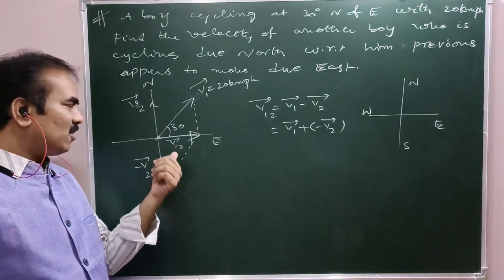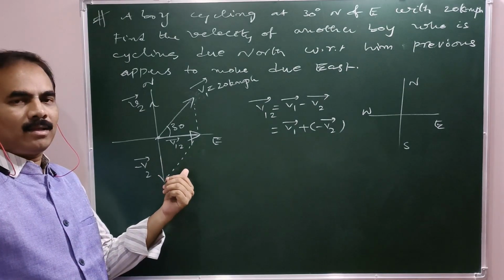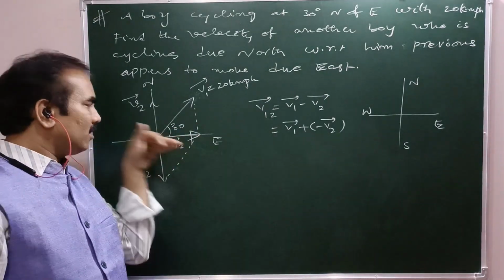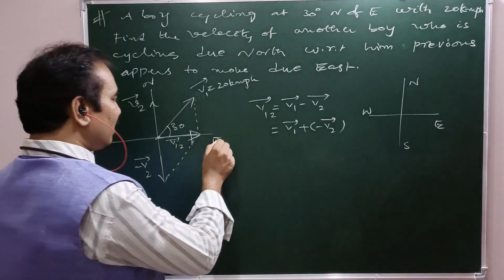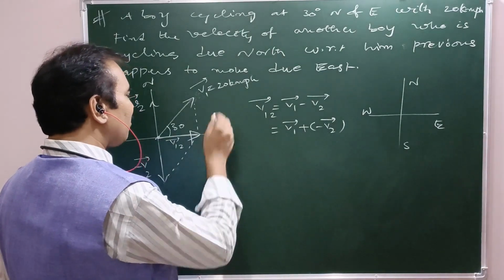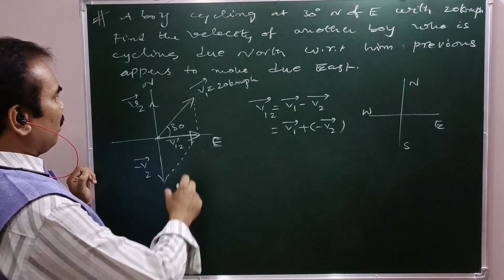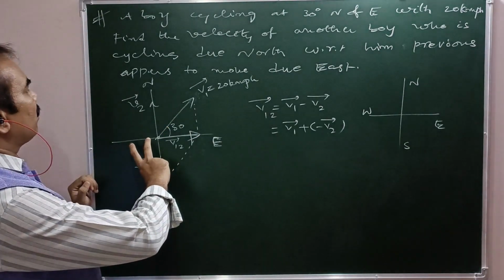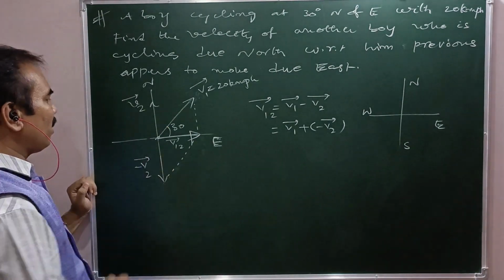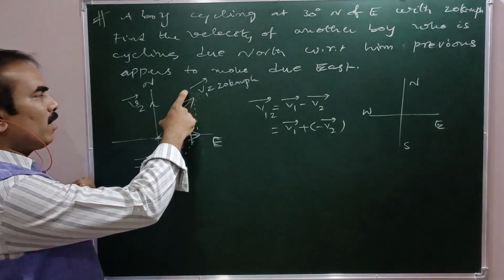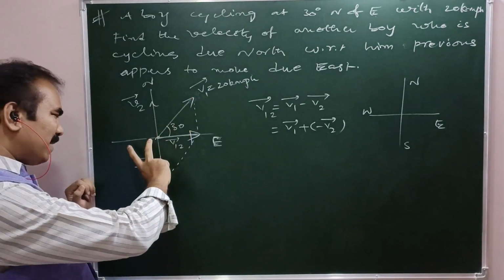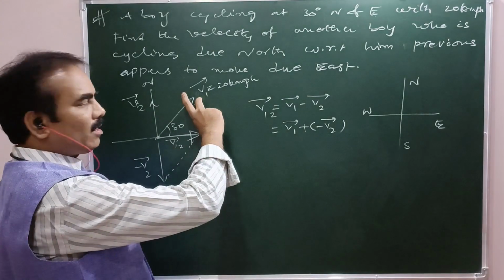v12 bar means the relative velocity of the first bar with respect to the second bar. That must be in the direction of east, right? In the direction of east from the data. Now see, this is minus v2 bar, otherwise v2 bar is the unknown quantity. This is v1 bar, the known quantity. So if it is minus v2 bar, this one is also minus v2 bar.